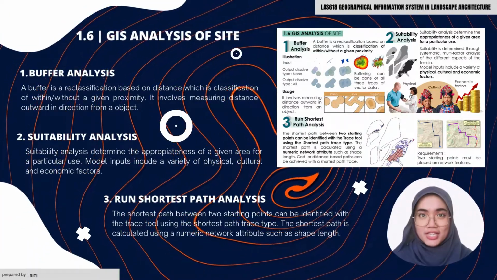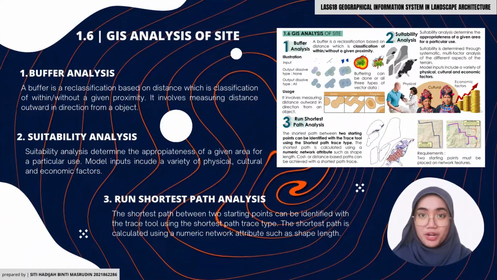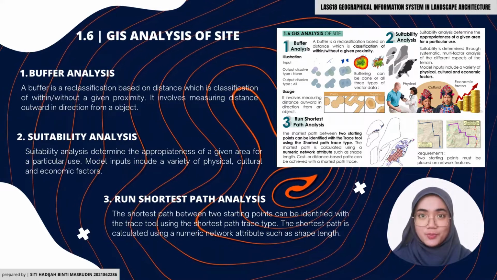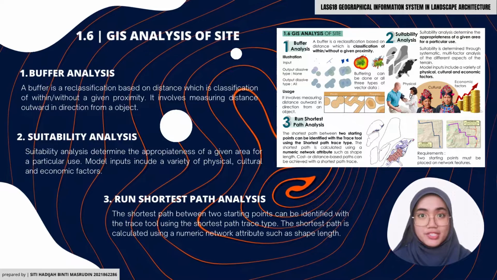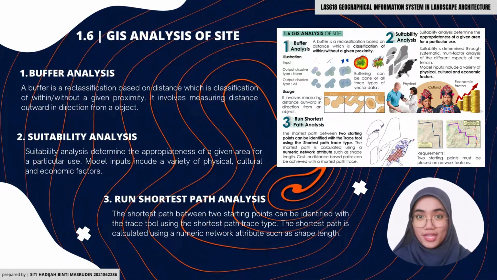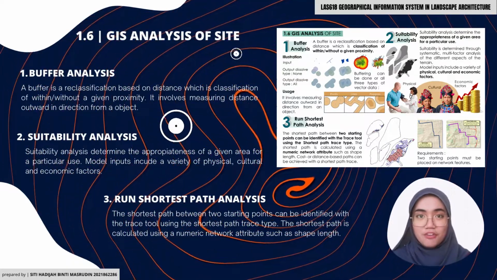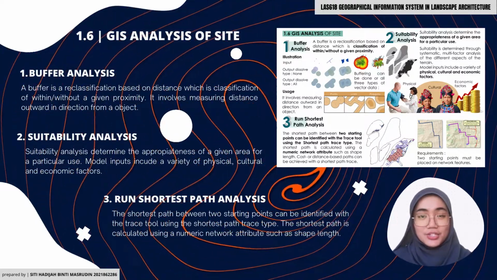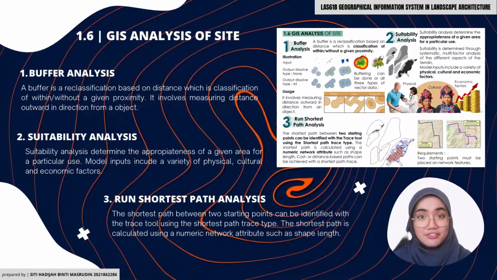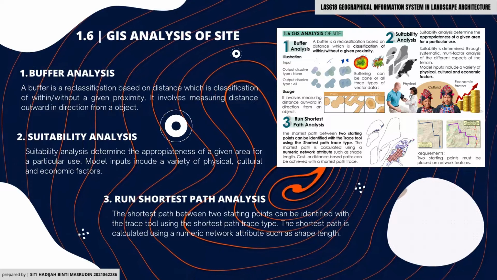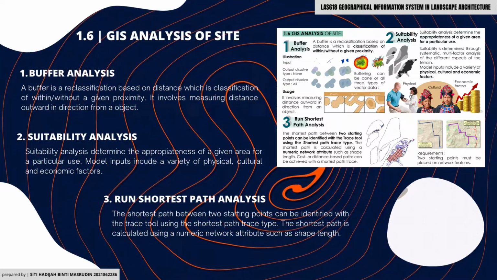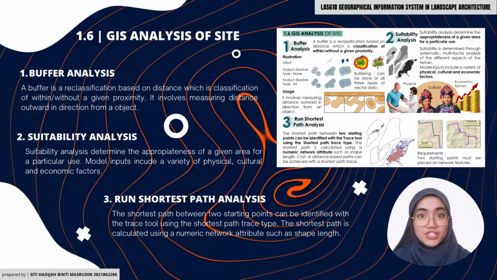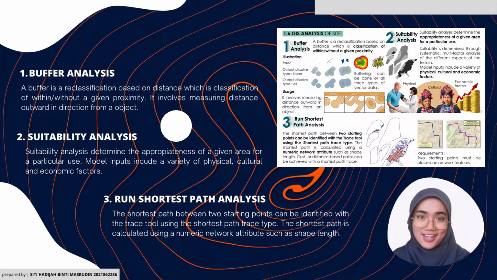So for the GIS analysis of the site, we are using the buffer, suitability, and run shortest path analysis. Buffer analysis is a reclassification based on distance, which is classification of within or without a given proximity. The suitability analysis determines the appropriateness of a given area for a particular use. Meanwhile, for the run shortest path analysis, the shortest path between two starting points can be identified with the trace tool using the shortest path trace type.